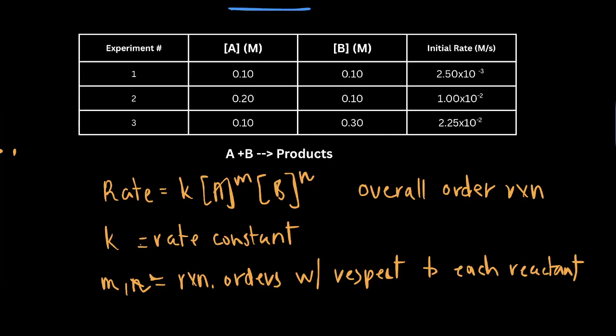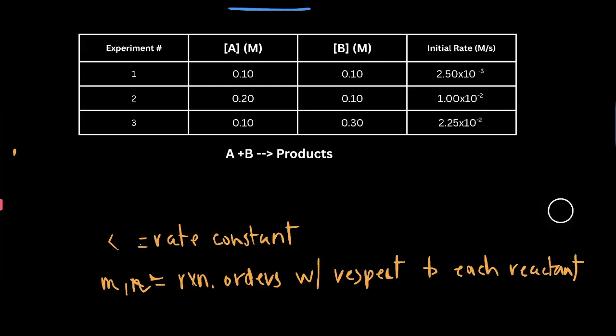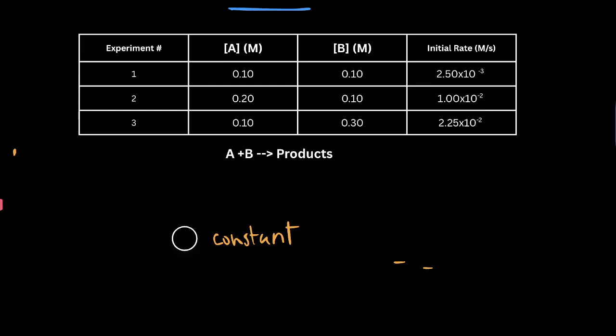How exactly do we find the orders with respect to each of our reactants and write out this entire rate law? How do we find the rate constant? All of these things we can figure out from just this data that we have here, the general form of our equation, and just a little bit of algebraic manipulation as always. So let's see exactly how we can do that.